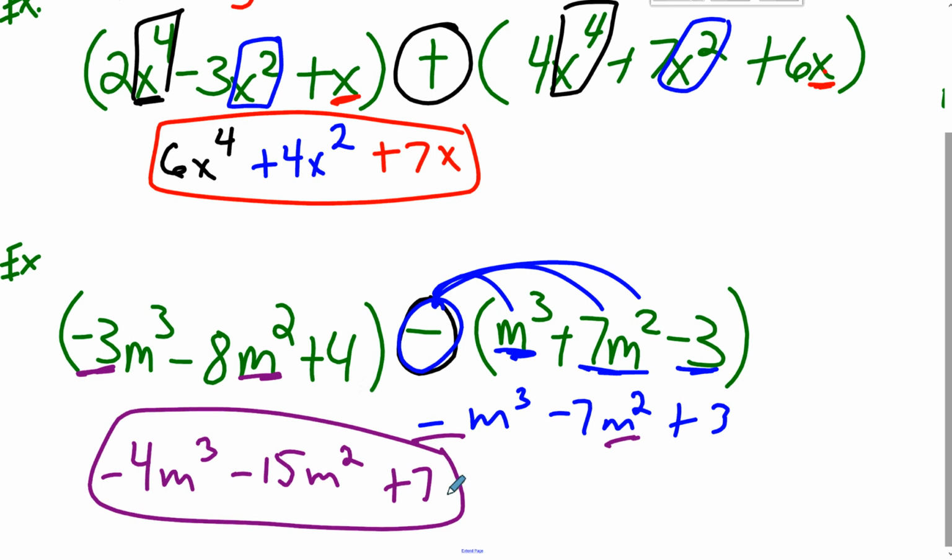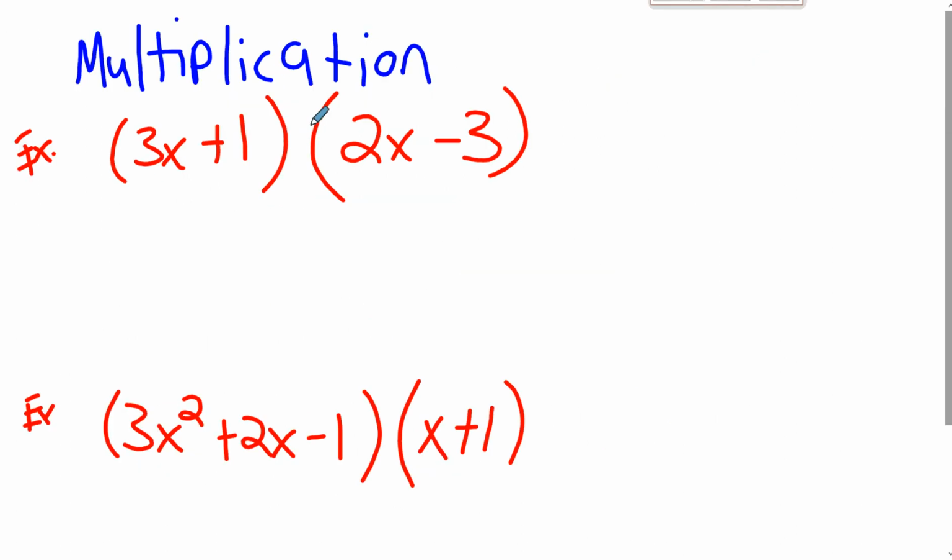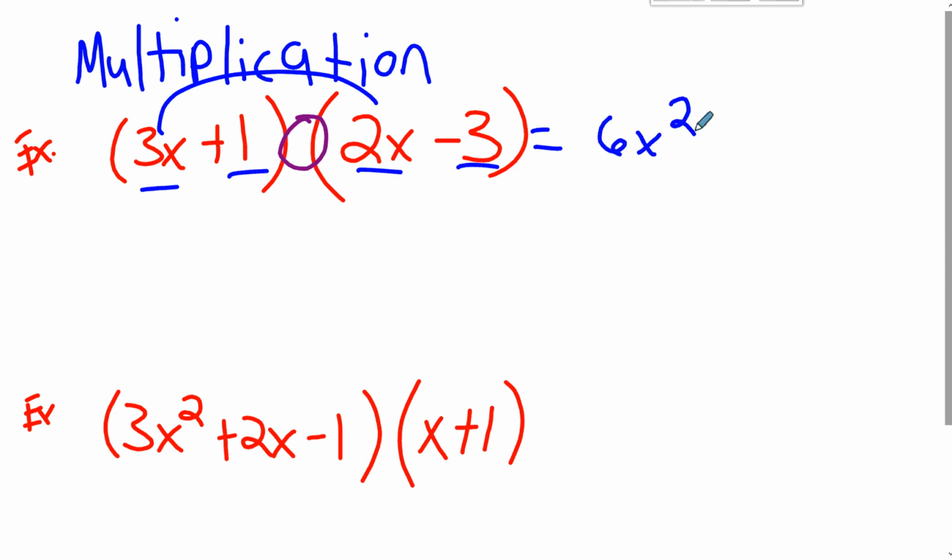So there's that simplified. Okay, notice multiplication. There is no sign in between here. So that is multiplication. So make sure you check your signs again. Now, I have 2 terms on this side and I have 2 terms on this side, so I should have a total of 4 terms. So 3x times 2x is a 6x squared. X times x is x squared.